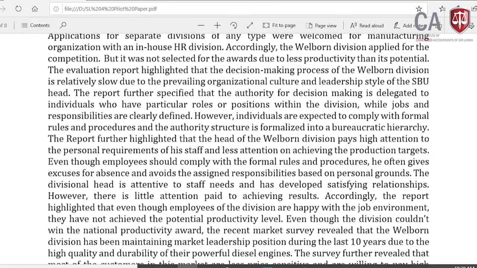Even though the division could not win the National Productivity Award, the recent market survey revealed that the Wellborn division has been maintaining market leadership position during the last 10 years due to the high quality and durability of their powerful diesel engine. They are the leader, no? How they have maintained their leadership: thanks to high quality and durability of their powerful diesel engine.